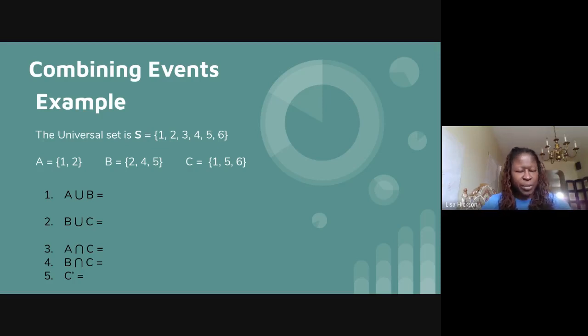All right, so the universal set is S, and it is the numbers 1 through 6. And we have 3 sets. So our set A is just the 2 elements, numbers 1 and 2. Our set B are the 3 elements, 2, 4, and 5. And our set C are the elements 1, 5, and 6.